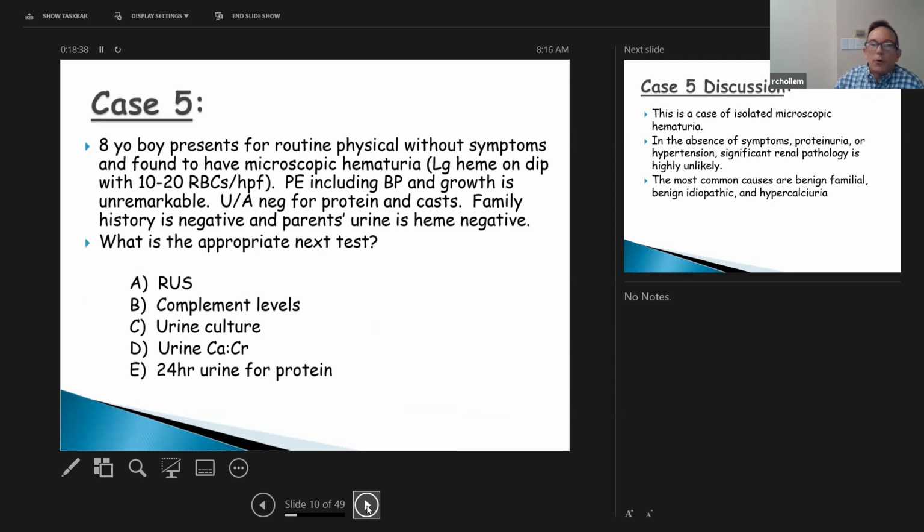All right, an 8-year-old boy comes in for a routine physical without symptoms and has microscopic hematuria. And y'all, you confirm it with a UA. You don't trust the dipstick, you get the UA, and there's 10 to 20 red blood cells per high-powered field. This is isolated hematuria because everything else is completely normal. The family history is negative. Parents have had a checkup in the last year and had no blood in their urine. So with this isolated microscopic hematuria in an 8-year-old boy, the question is, what is the appropriate next test? A, renal ultrasound, B, complement levels, C, urine culture, D, urine calcium to creatinine ratio, or E, 24-hour urine for protein.